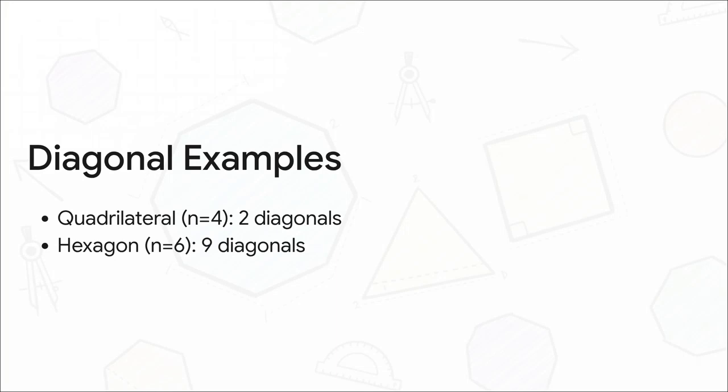And this brilliantly illustrates how the math works flawlessly in practice. Let's test it. For a quadrilateral, n is 4. Plug that in, 4 minus 3 is 1. Multiply by 4 to get 4, cut that in half, and you get exactly 2 diagonals. Perfect. How about a hexagon? n is 6. 6 minus 3 is 3. Multiply by 6 to get 18, half of 18 is 9 diagonals. It is so incredibly satisfying to see geometry and algebra work together perfectly like that.